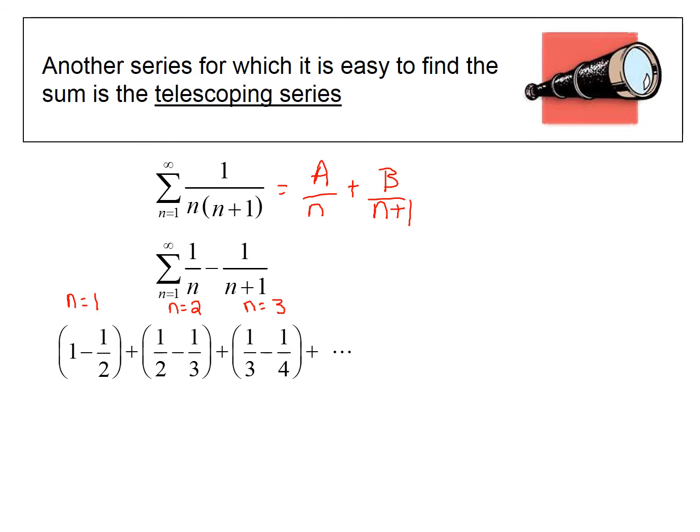I want you to notice what starts to happen here. Notice I have negative 1/2 and positive 1/2. And what does that do? Those two terms will zero out. 1/3 and 1/3 will zero out. And so that will continue. So the next time I do this, I'll get 1/4 minus 1/5. And you can see that the 1/4 will start to collapse. So we say that our sum then is 1.